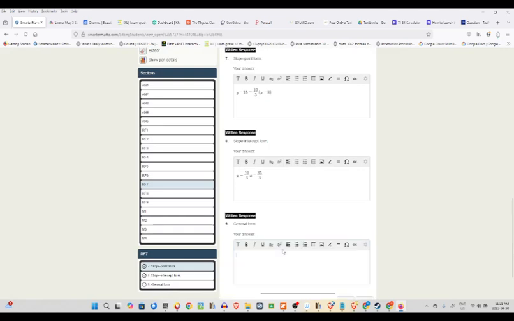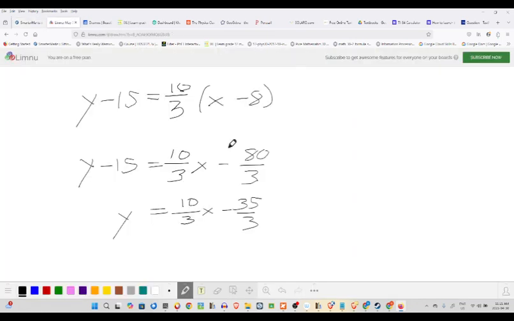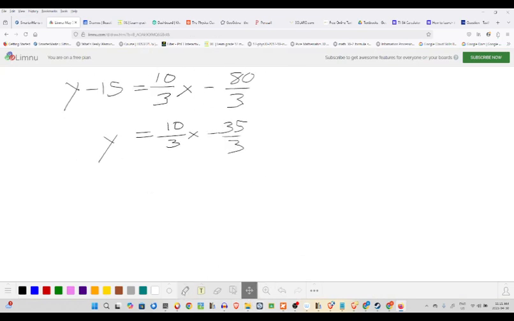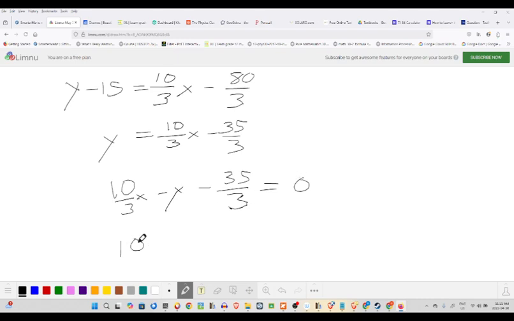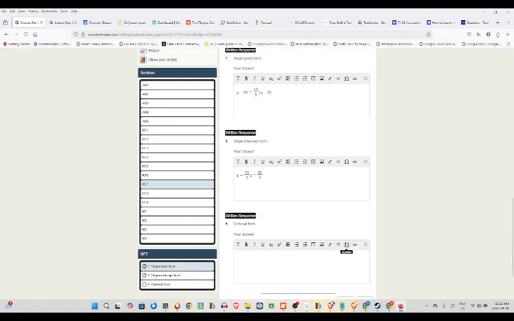Finally, general form. We can move our y from the left to the right from this one. So this will give us 10 over 3x minus y minus 35 over 3 is now all equal to 0. Then we multiply everything by 3. 10x minus 3y minus 35 equals 0.